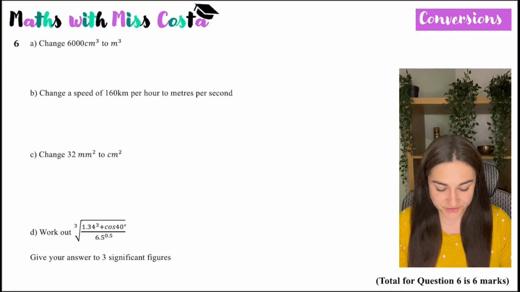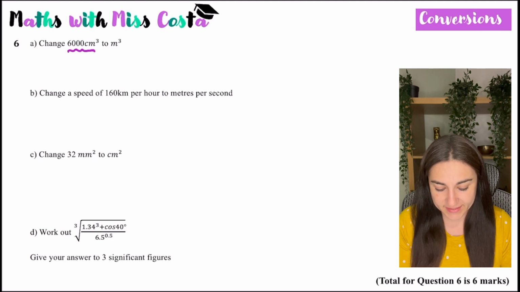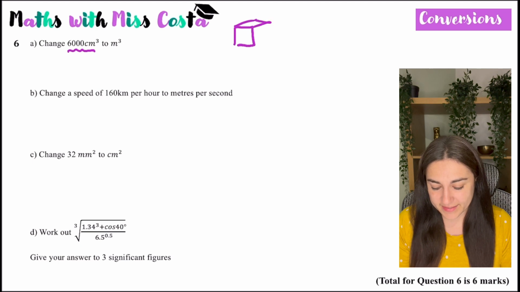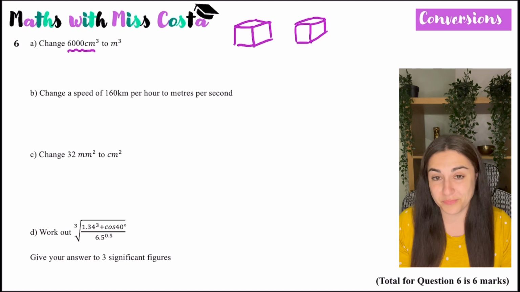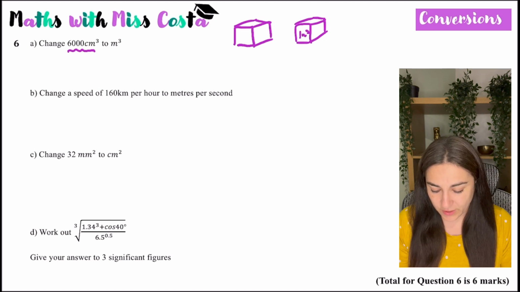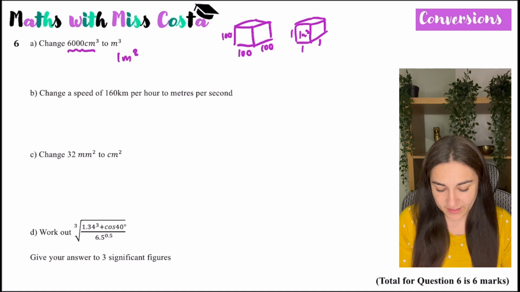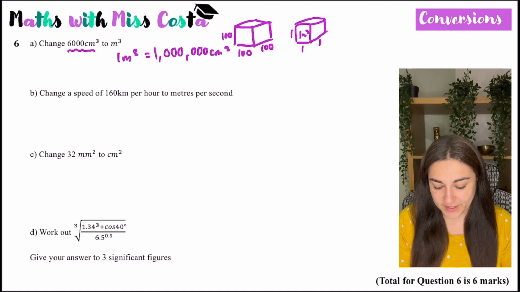Okay, next I've got some conversions. Here I'm being asked to change 6,000 centimeters cubed to meters cubed. Remember, when you're dealing with centimeters cubed and meters cubed, just draw yourself 2 little cubes. 1 meter cubed is 1 times 1 times 1, but 1 meter is equivalent to 100 centimeters, so that would be 100 times 100 times 100. So 1 meter cubed is actually 1 million centimeters cubed. To get from centimeters cubed to meters cubed, we divide by 1 million.